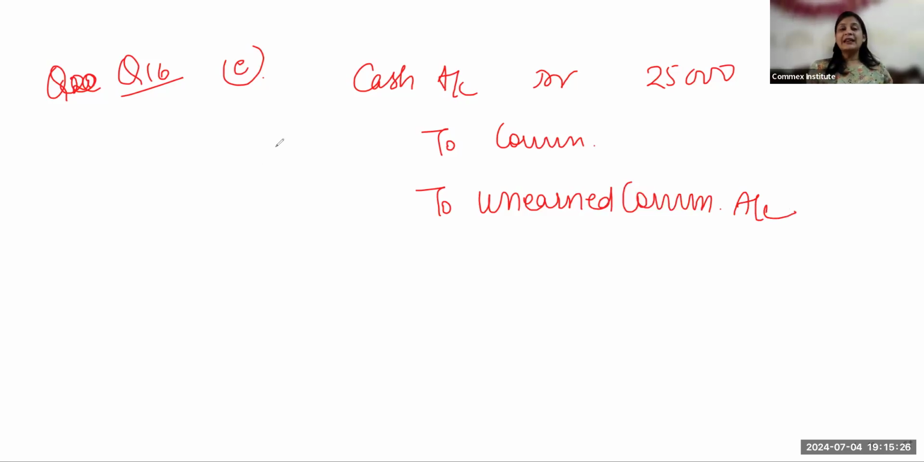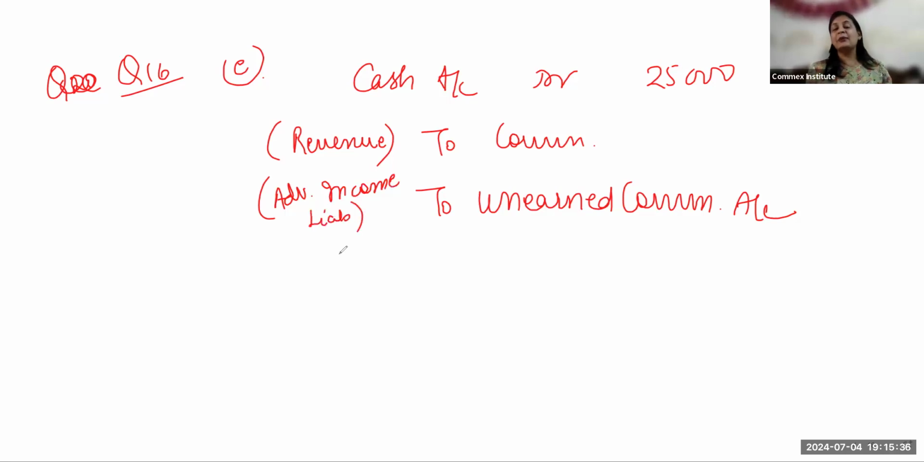So which is my income? This is my revenue. Revenue is credited, fine. And the advance income, which we have received, becomes a liability for us. And the liabilities are credited. So 80% will go here, and 20%, 5,000 will go here, and 20,000 will be credited as revenue. Very important transaction.